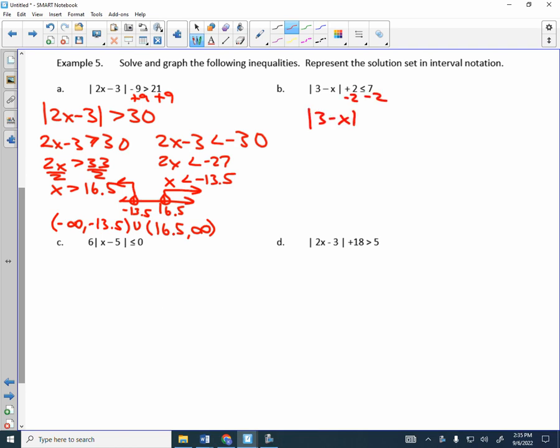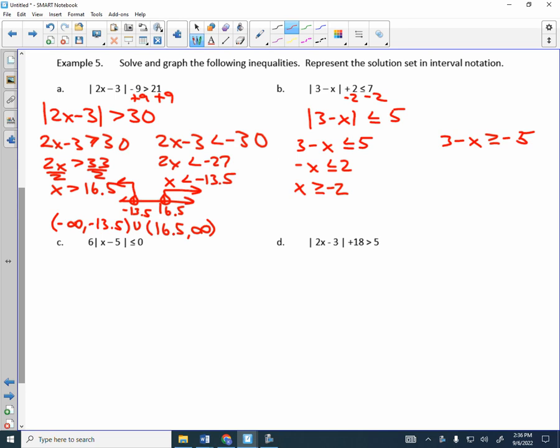Absolute value of 3 minus x is less than or equal to 5. So I set up 3 minus x is less than or equal to 5, and 3 minus x is greater than or equal to negative 5. So notice you had to switch the sign there. As you subtract the 3, negative x is less than or equal to 2. Divide by a negative, x is greater than or equal to negative 2.